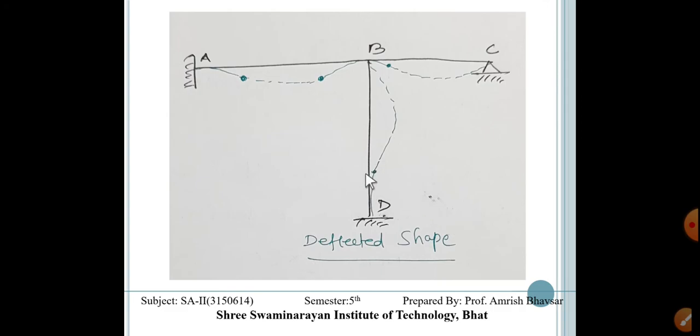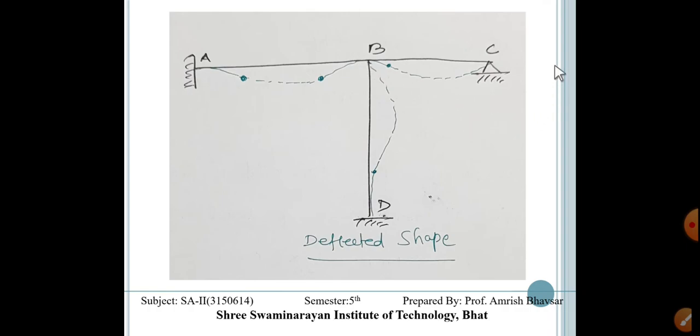Now we know that in SA1 we had studied that whenever we have the fixed support over here, the slope and deflection are 0. So here it is a straight line, but afterward it is bent, and at the joint it is 0 deflection. So this is our deflected shape for A to B.